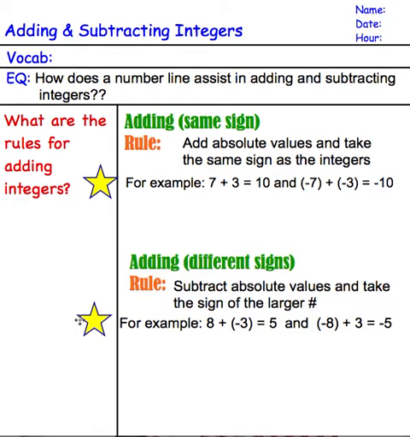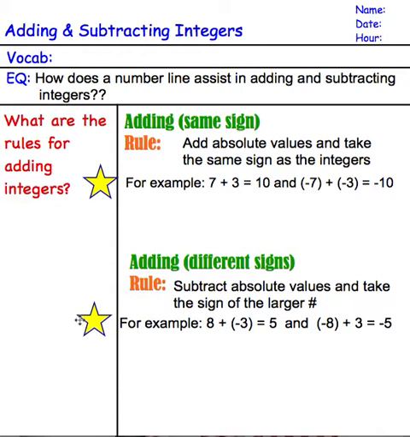Now on the other hand, negative 8 plus 3 is negative 5 because the absolute values of negative 8 and 3 are 8 and 3. 8 minus 3 is 5, but negative 8, which has the bigger absolute value, is negative. Therefore, the whole answer is negative.